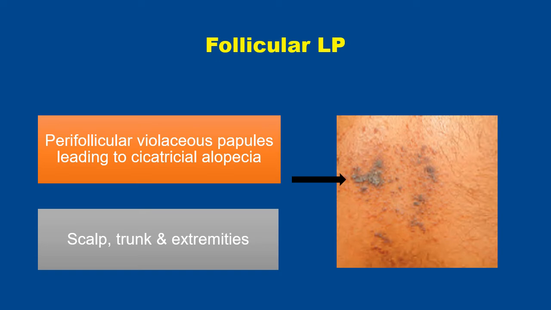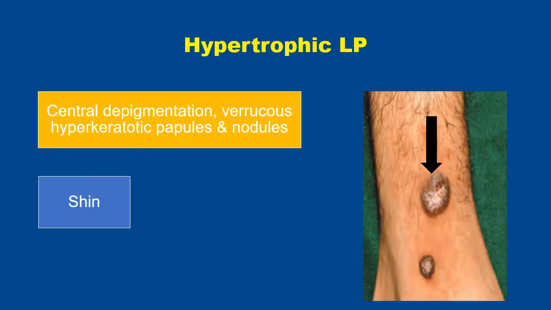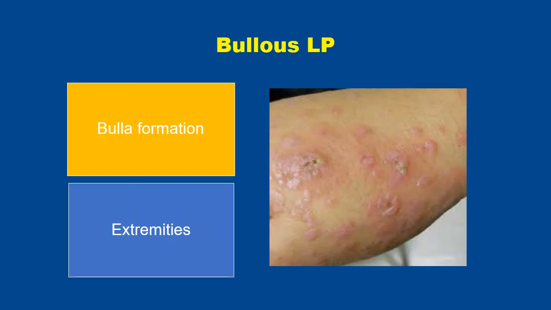Follicular Lichen planus. Patients present with perifollicular violaceous papules that may also lead to cicatricial alopecia if the lesions are present on the scalp. Scalp, trunk, and extremities are the most common. Hypertrophic Lichen planus. Patients present with a central depigmentation, verrucous hyperkeratotic papules and nodules, mostly involving the shin, which is the extensor aspect of the leg. Bullous Lichen planus. Patients present with bulla formation and the lesions are most likely present on the extremities.